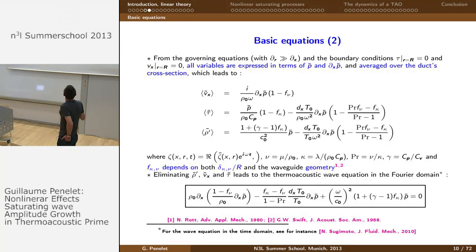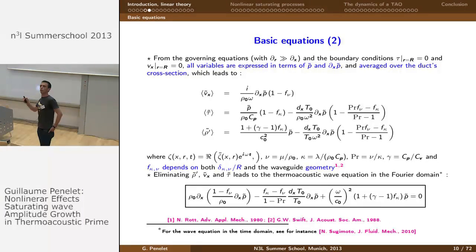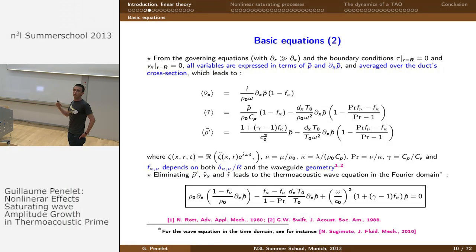So this equation is not easy to solve analytically, but we can solve it easily using, for instance, a finite difference method. But we should also mention that in this equation, the temperature gradient also depends on the pressure because heat is transported by sound. So we need to couple this equation with an equation that describes heat transfer.